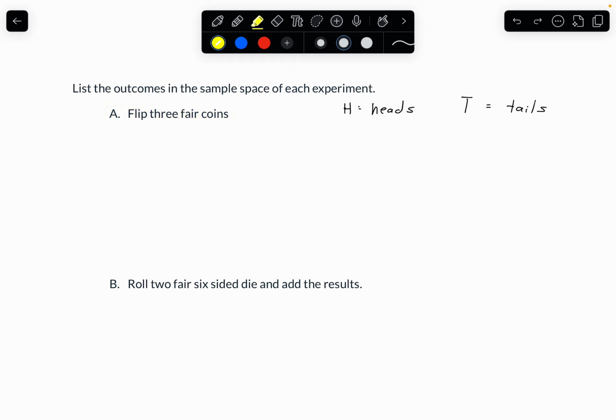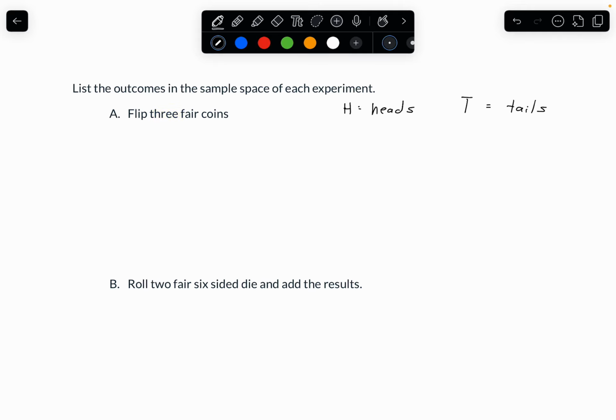For simplicity's sake, we're going to use H for heads and T for tails. Now, we are flipping 3 coins, which means we're going to have more than just heads or tails. And as these experiments become more and more complicated, it's going to be to our benefit to find a way to systematically list all of these so that we have some sort of a pattern. This helps because we won't miss any outcomes. We'll make sure to include all of them.